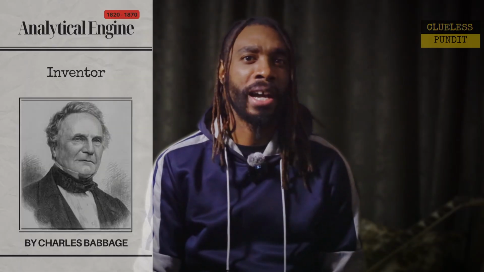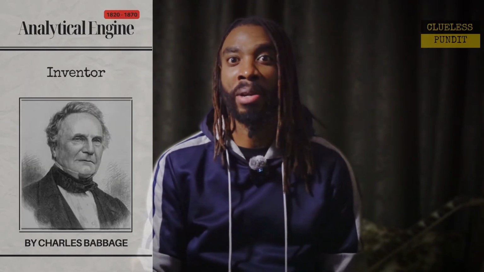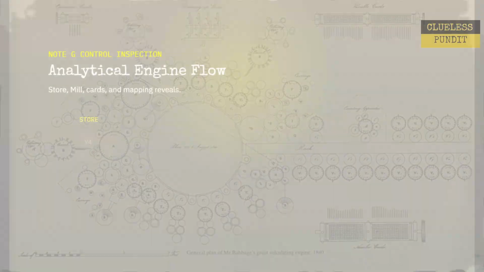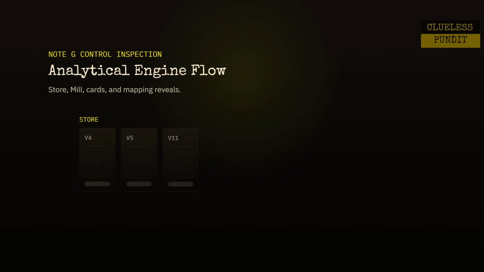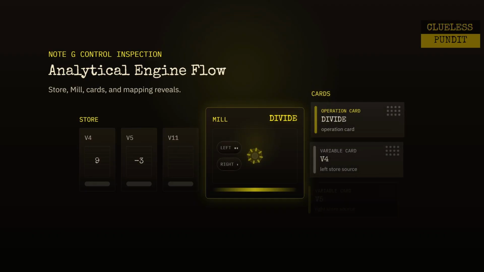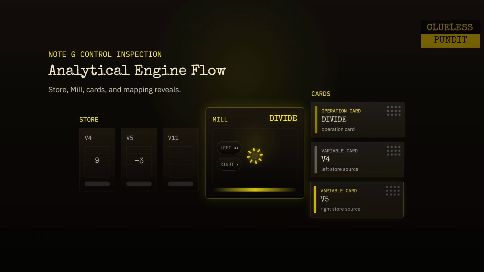That is where Babbage's Analytical Engine enters the room, wearing brass shoes and causing trouble. The Analytical Engine was designed around a few key ideas. It had a store where numbers would be kept. It had a mill where arithmetic would happen. It had operation cards to tell the machine what to do. And it had variable cards to tell the machine which stored values to use.